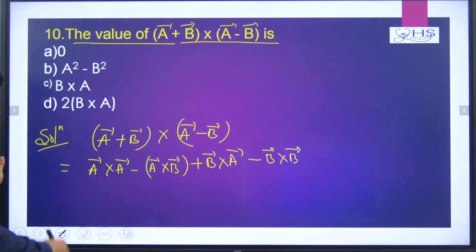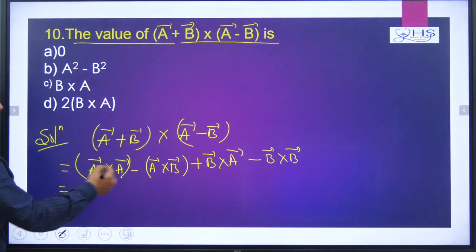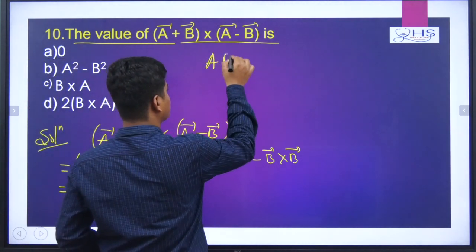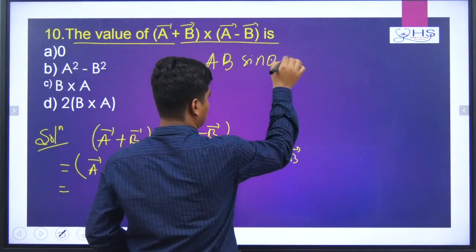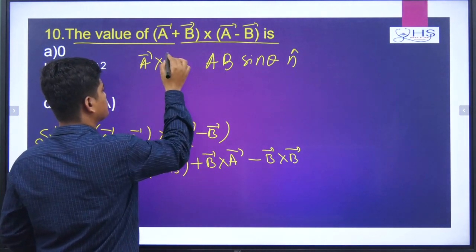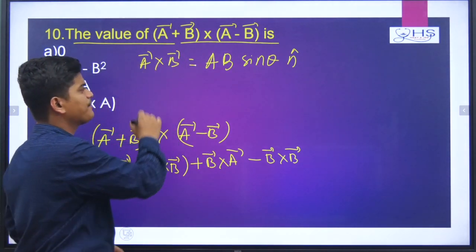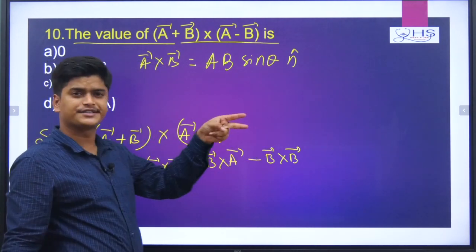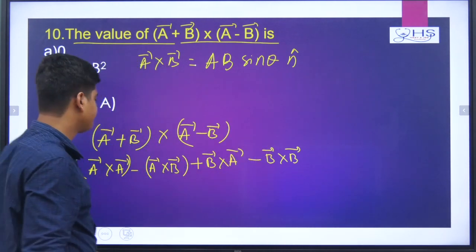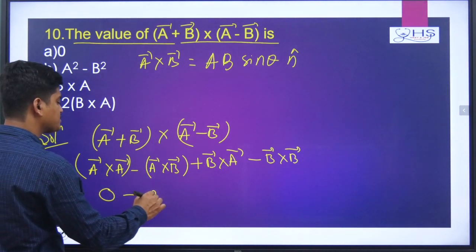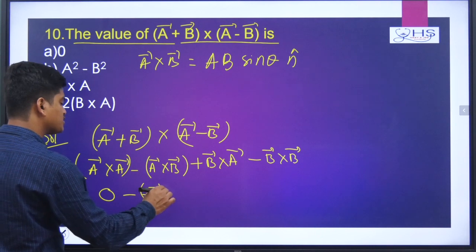Okay. Here what is happening? A cross A. Same vector you are multiplying with cross product. Remember, the cross product result is basically AB sin theta times n cap. So for the cross product of the same vector, the angle between the two vectors is what? Always 0 degrees. A cross A is 0. Minus A cross B you can write as minus B cross A.